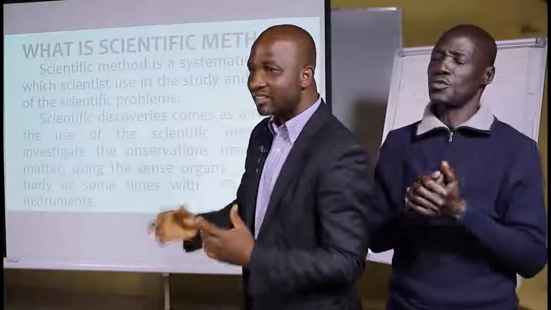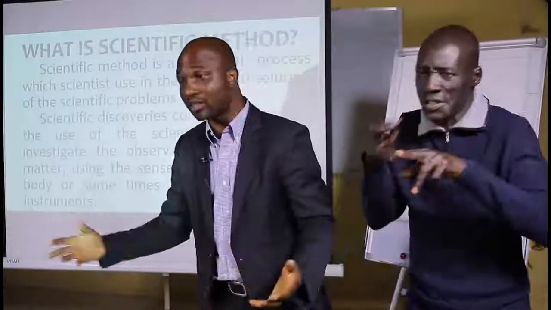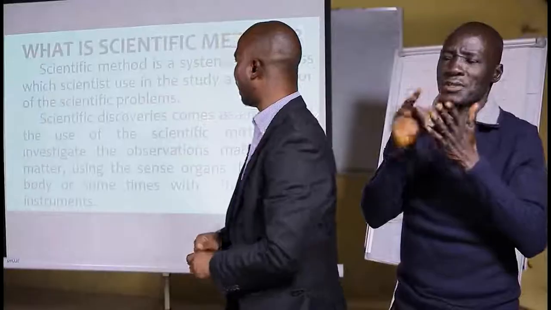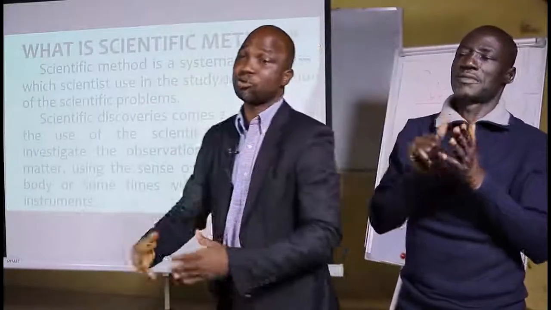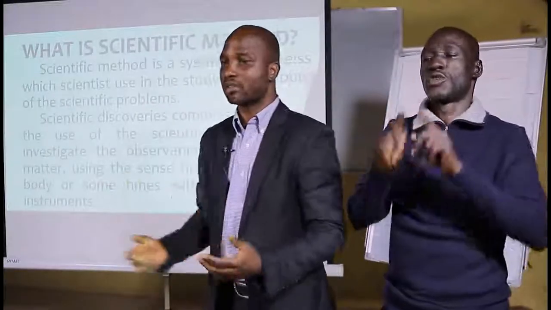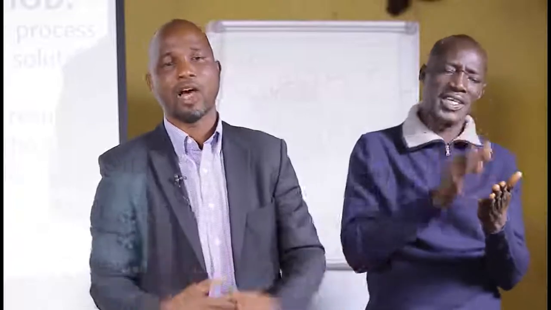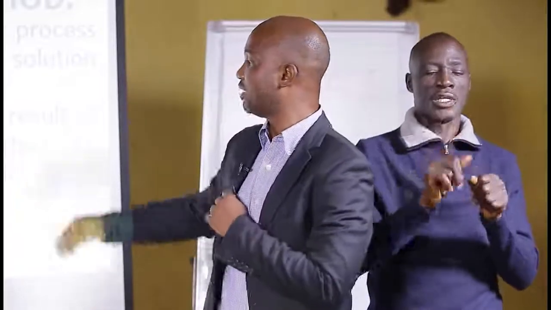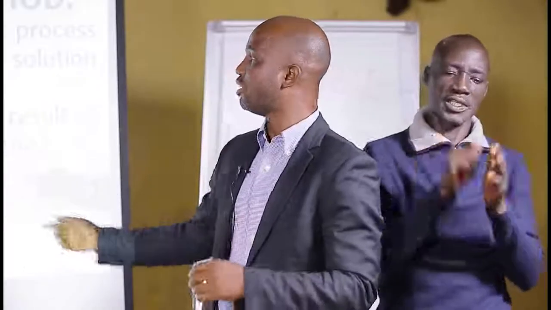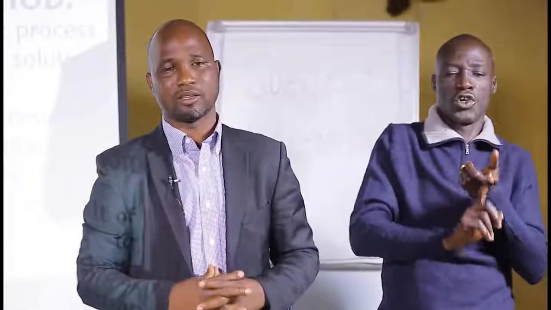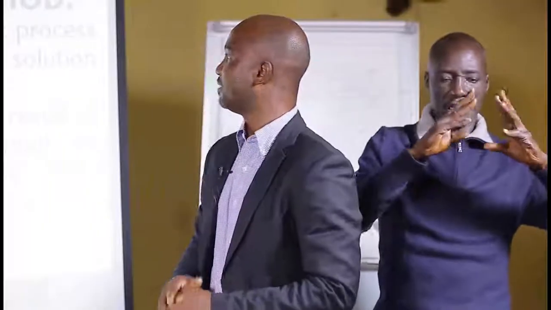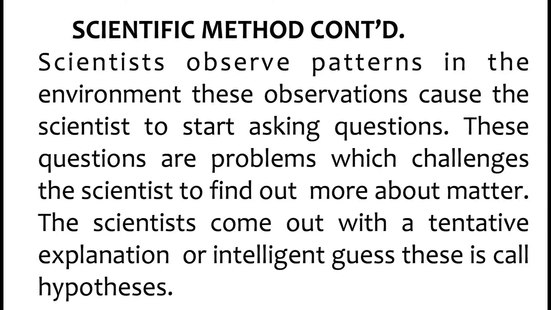Oftentimes, there are certain things that your sense organs cannot test. That's why you bring in instruments. For instance, if you want to test the mass of a substance, you cannot just put it on your palm and determine the mass, except by the use of a specified weighing balance or instrument. So you can use the sense organs to investigate, as well as other specialized instruments to carry out this investigation. Now, how do we go about this scientific method?